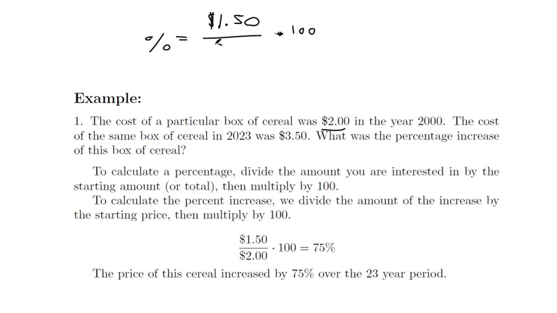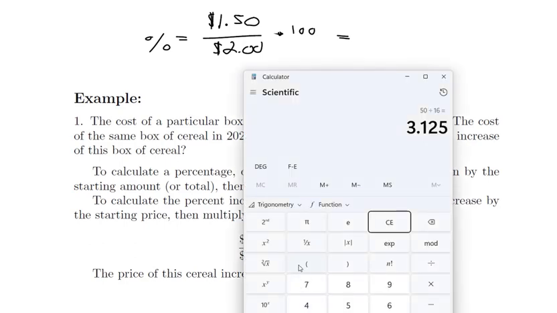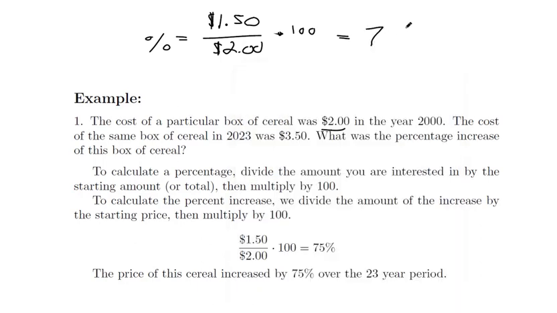So this started at $2. If you use a calculator, $1.50 for the increase divided by the starting amount of $2, that's a 75% increase in the price of this box of cereal.